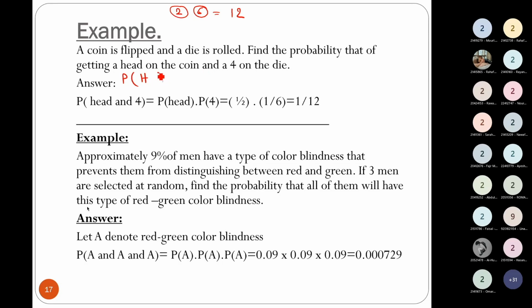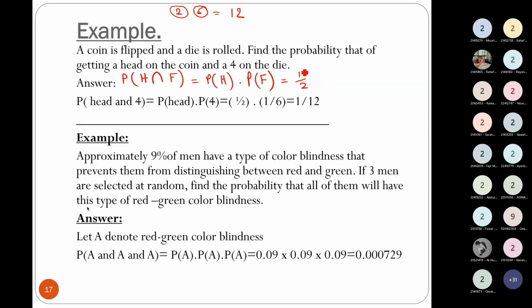Probability of head and 4 on the die. This is equal to the probability of head multiplied by the probability of 4, because flipping the coin has no effect on the die roll. So this is independent. This equals the head, 1 over 2, and 1 over the sample space of the die.